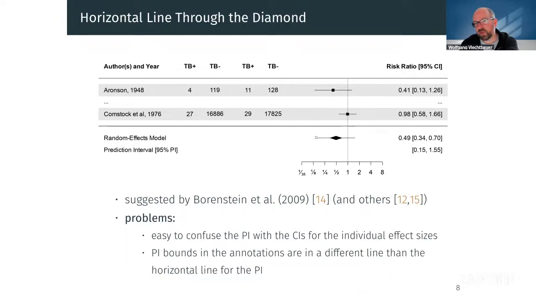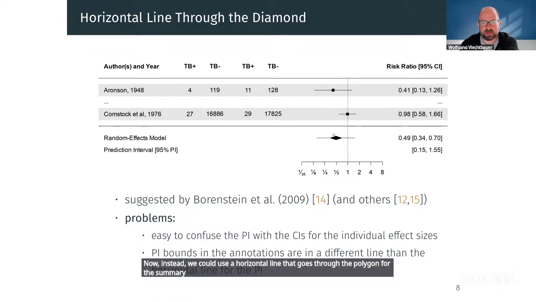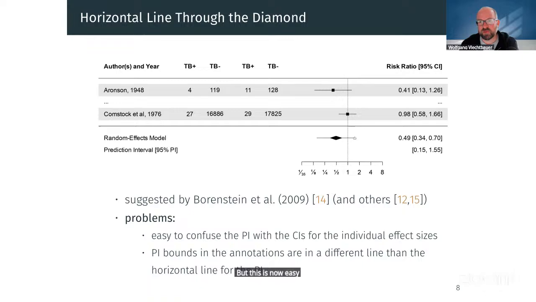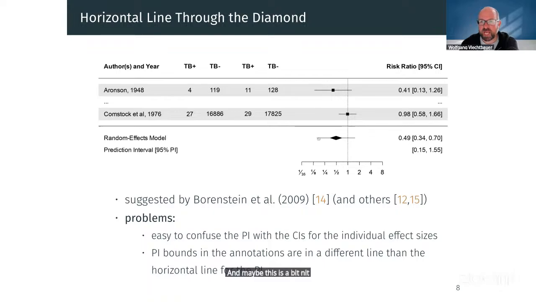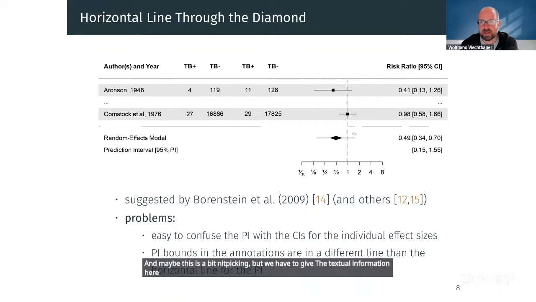Now, instead, we could use a horizontal line that goes through the polygon for the summary estimate, but this is now easy to confuse with the confidence intervals for the individual studies. And maybe this is a bit nitpicking, but we have to give the textual information here in a different line than where the prediction interval is shown visually.